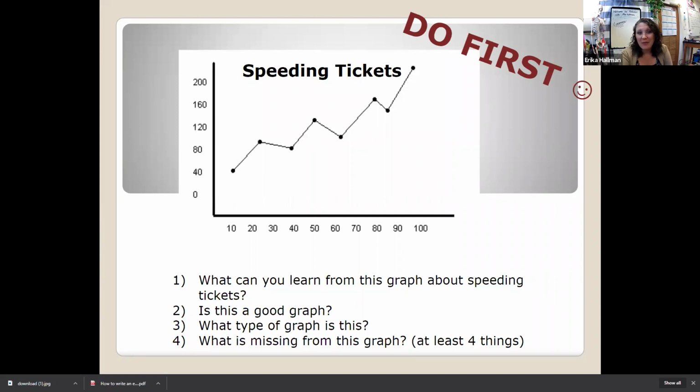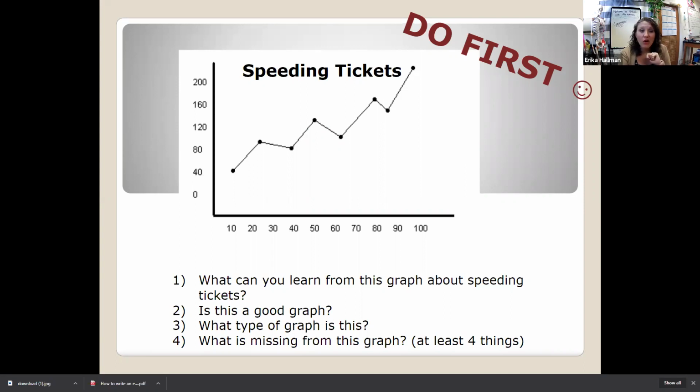Excellent. Okay, so most people notice right off the bat that our 2 axes, our x and our y axes, are not labeled. So we don't know what 0 to 200 is. We don't know what 10 to 100 is. So that's 2 things that are definitely missing.